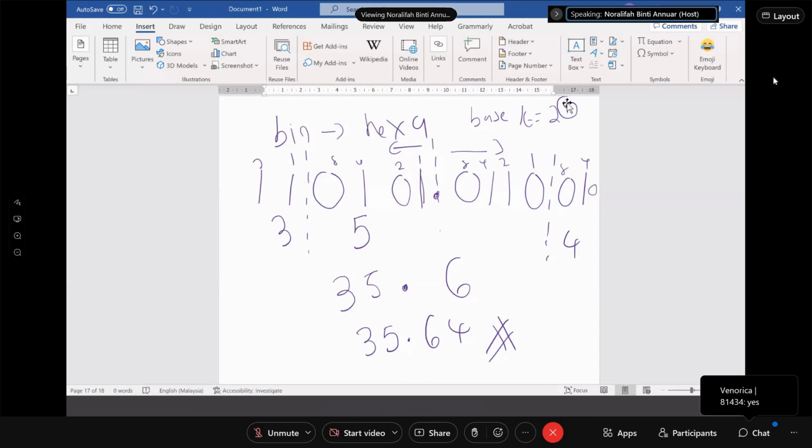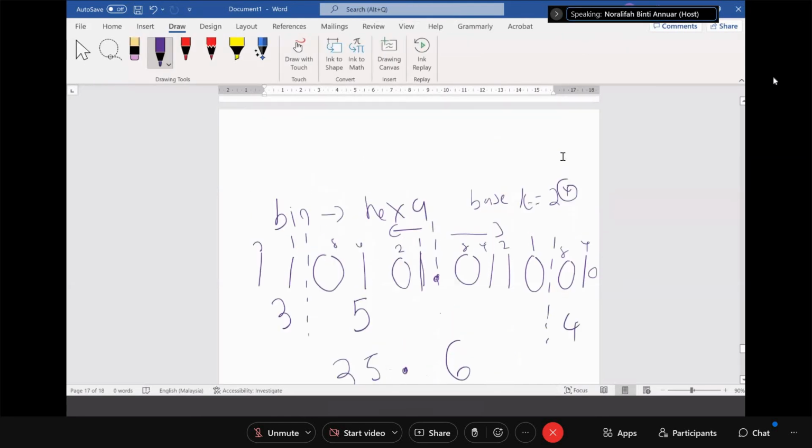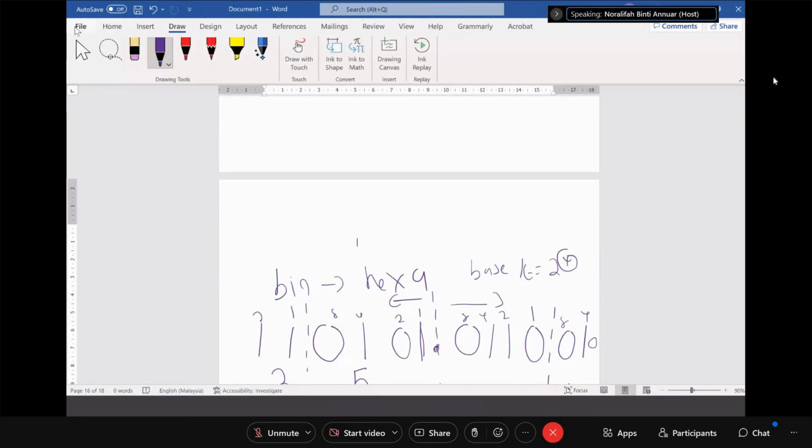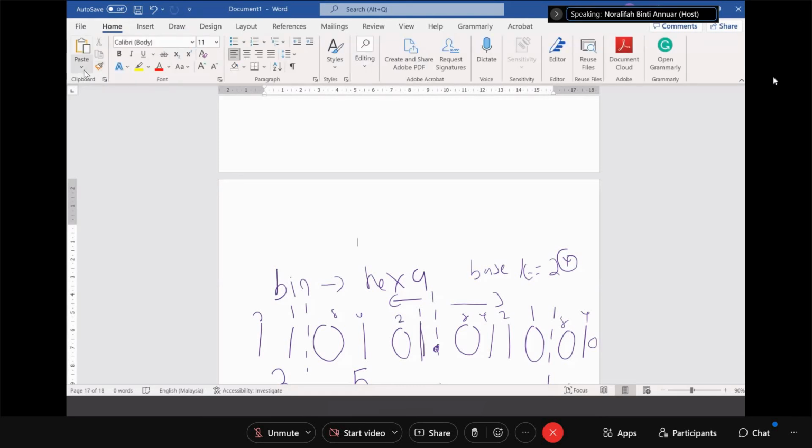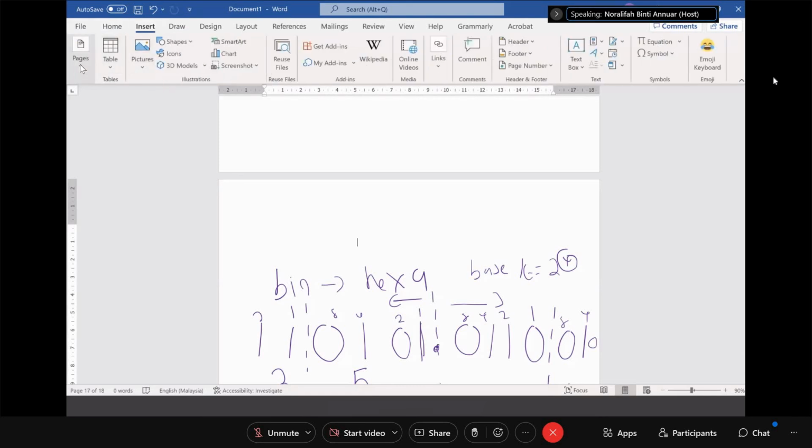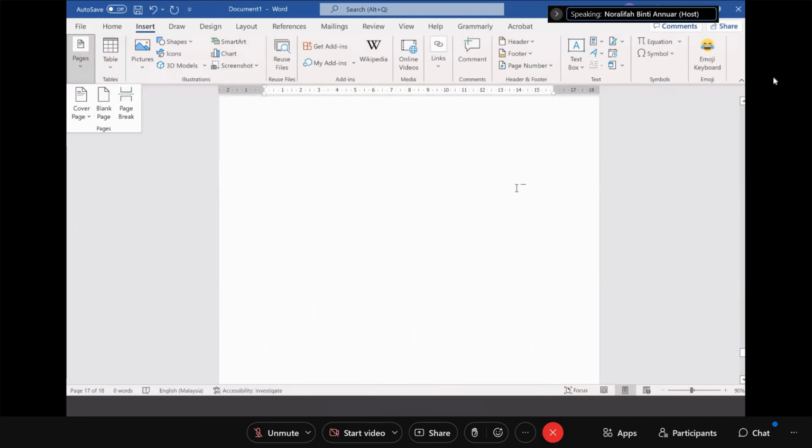Okay, Kevin, thank you. Siapa tak faham boleh tanya Kevin dengan Veronica lah. Okay. Satu je contoh, last contoh before we dismiss. Digital logic tak sempat nampaknya. Okay, before we dismiss, one more example. Takut nanti kalau you tak buat ni, tak boleh nak buat.